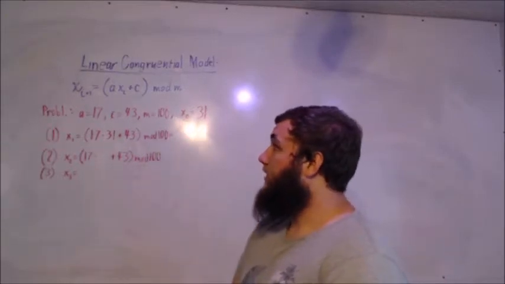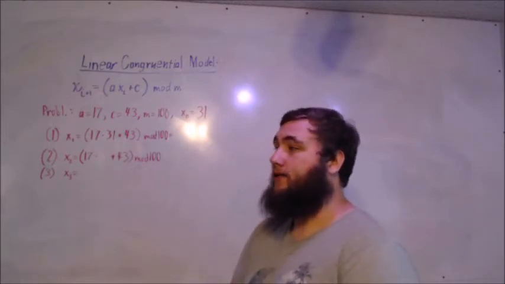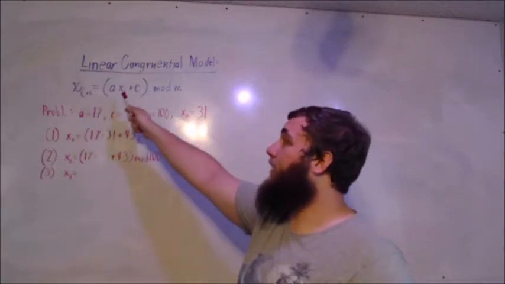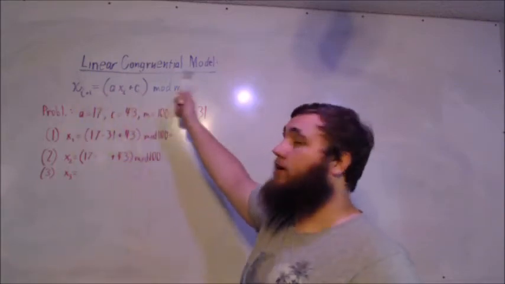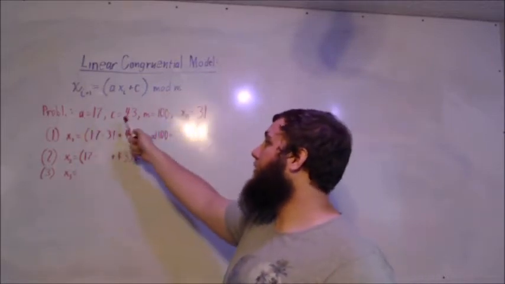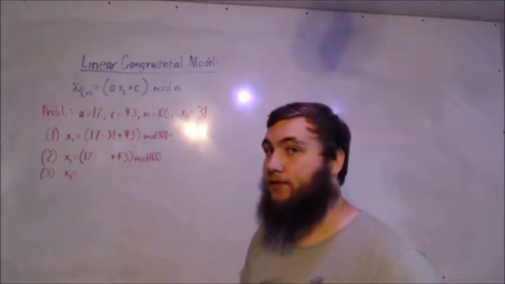Now, this model basically requires that you have a starting number and you have different variables. So there's x sub i plus 1 equals (a times x sub i plus c) mod m. In the problem I've given you, I gave you a, c, m, and x sub 0. So pretty much you have everything you need to start.